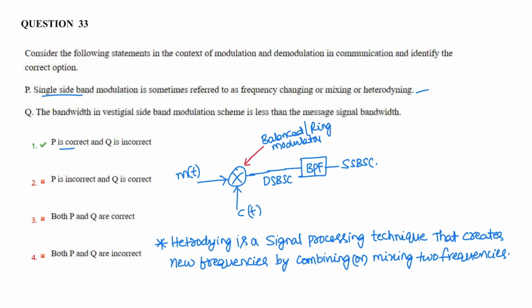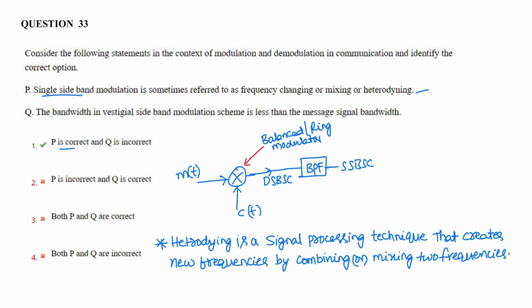In the SSB-SC modulator, the message signal and carrier signal are applied to either a balanced modulator or ring modulator that generates a DSB-SC signal. The DSB-SC signal is then passed through a band pass filter to select a particular band of frequencies, either upper sideband or lower sideband, which results in the SSB-SC signal. The output of the band pass filter is the SSB-SC signal. So some frequency conversion is taking place in the SSB-SC modulation scheme. Statement P is correct.